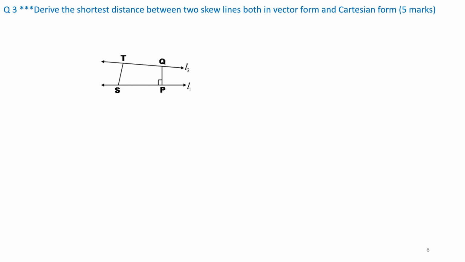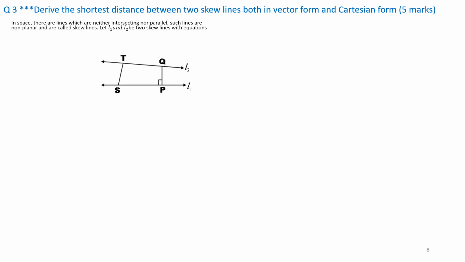Derive the shortest distance between two skew lines both in vector form and Cartesian form. This is a 5-mark question, and you have to practice it very meticulously and with full concentration. Definitely you are sure to get any one question among these derivations.